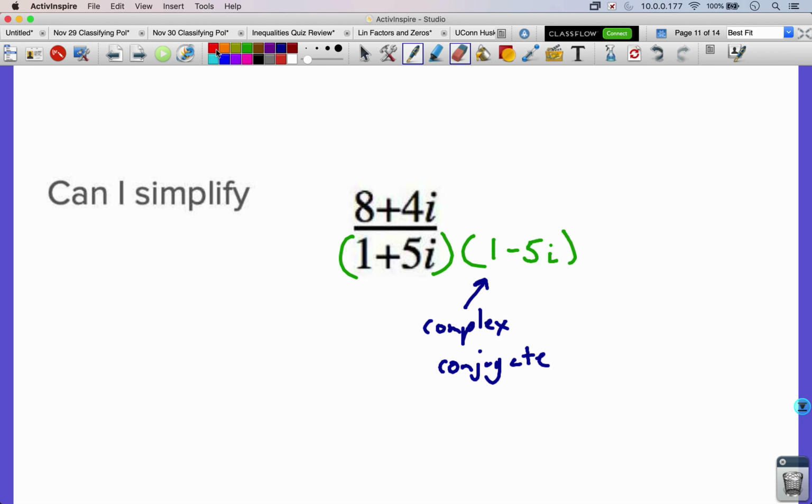We use conjugates all the time in math, not just for complex numbers. All right, but whatever you do to the bottom, you've got to do to the top. So you've got to do a 1 minus 5i on the top as well. And put a set of parentheses around the top just so that you do this distribution correctly, and then you're just going to FOIL the top and the bottom. So I'm going to FOIL, and I'm going to FOIL.